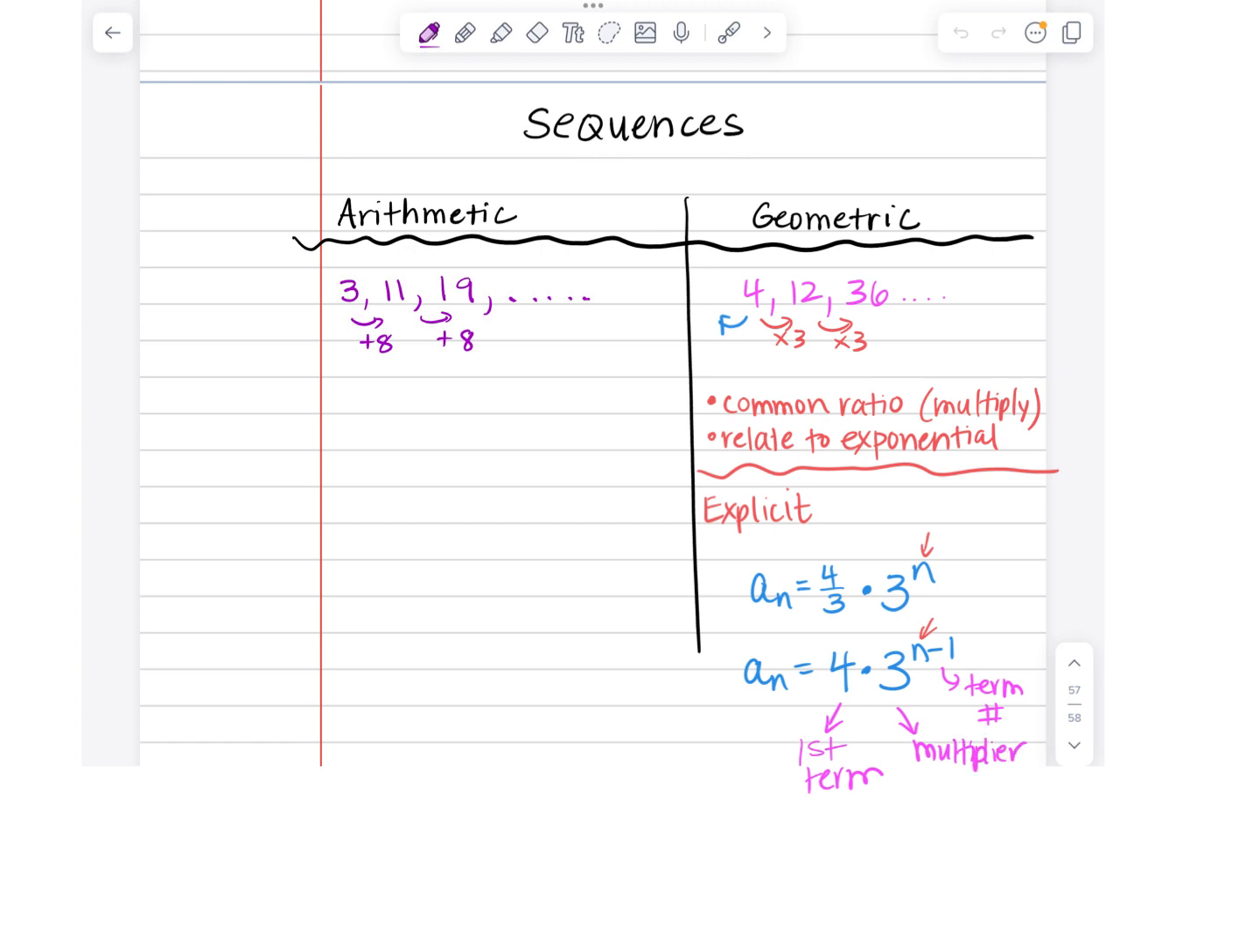Now if you like it the other way, again, this is still the multiplier. And then this is kind of like the starting, like at the 0 amount, if you want to put that. So you can use either of those rules, but I want you to know how to use both of them.